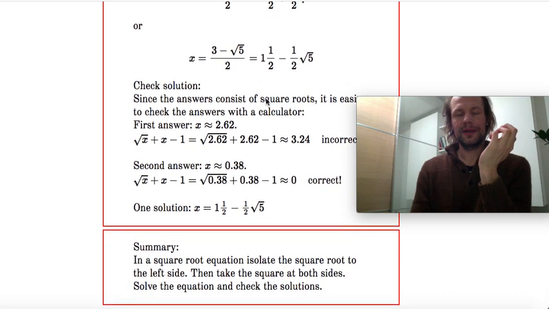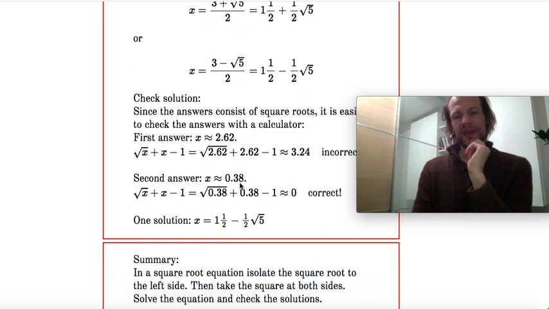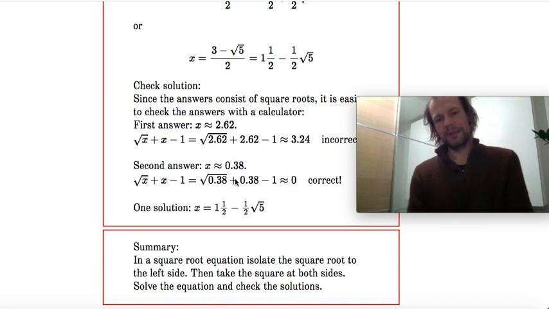We use the calculator. We find that this first one is 2.62. But this is positive. This is 2.62. This is minus 1. It's never 0. The second one is 0.38. We take the square plus 0.38. It's around 1. Minus 1 is around 0. So the second one is correct. More or less. Around 0. No. The approximation is almost 0, but the exact value is exactly correct. So you use your calculator to check if it might be a good solution.